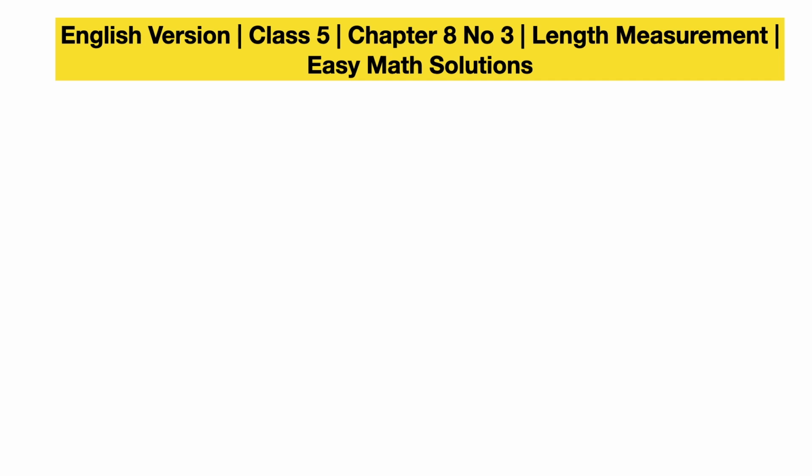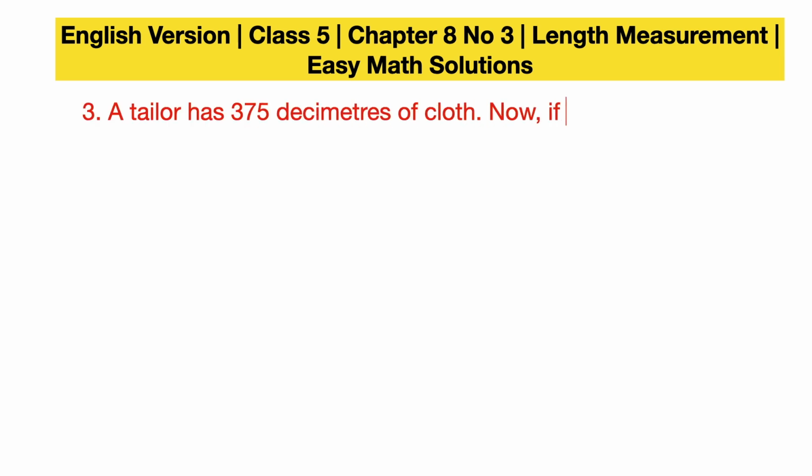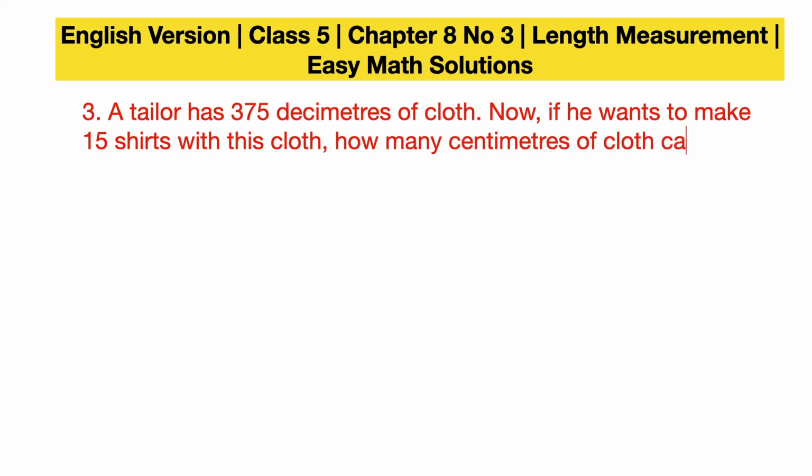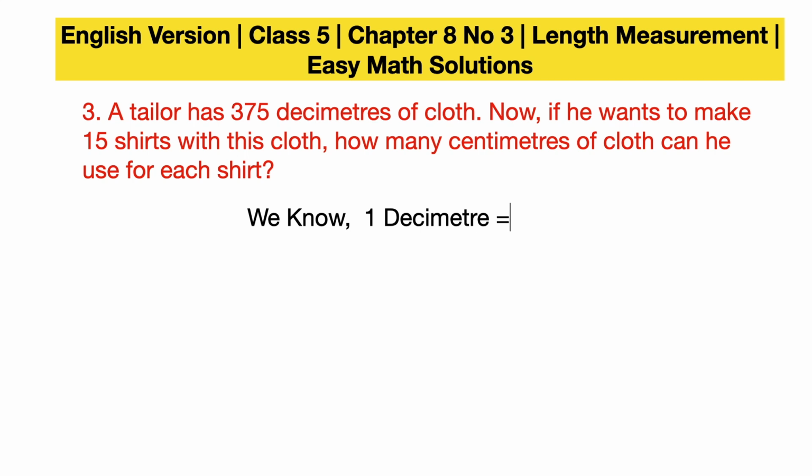English version mathematics class 5 chapter 8 length management. Number 3, a tailor has 375 decimeter of cloth. Now if you want to make 15 shirts with this cloth, how many centimeters of cloth can be used for each shirt? Here we know 1 decimeter equals 10 centimeter.